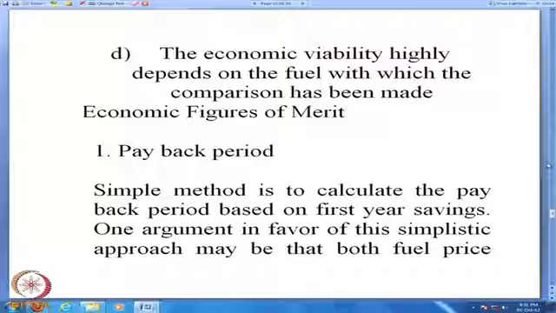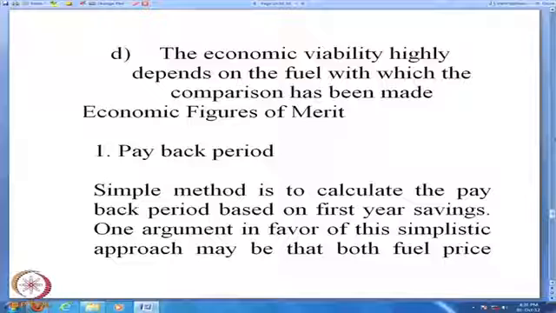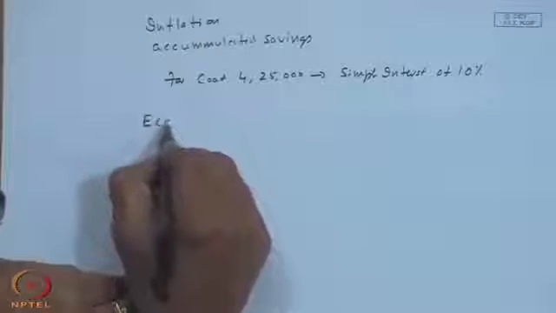analysis. The economic viability highly depends on the fuel with which the comparison has been made. So, as we have seen, even if there are mistakes, still if the ratios are reasonable, which is what I believe: if you compare with wood or coal, the solar appears to be poorer, and compared with LPG, it is fine, compared with electricity, it is fine. In other words, it appears to be an attractive option. Now, there are what we define as the economic figures of merit.